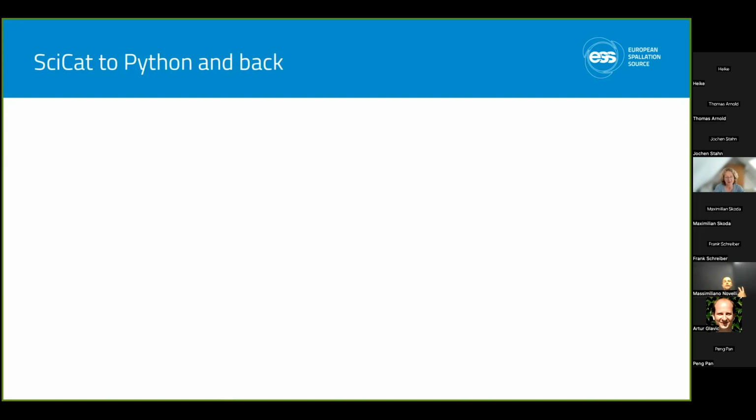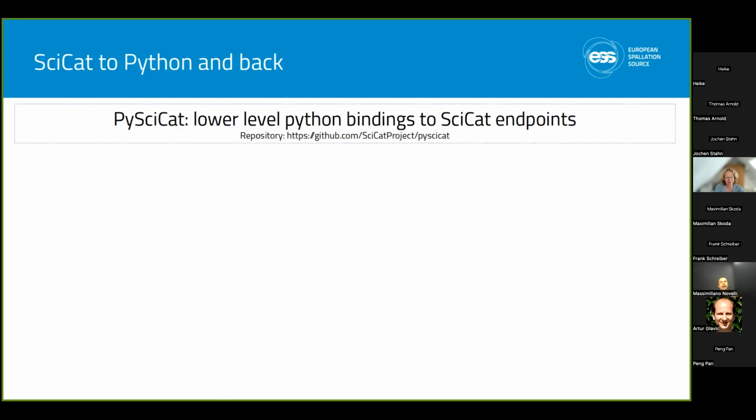There are two sets of libraries. One is PySciCat, and the link to the repository is there, which offers a low-level Python binding. So you have an endpoint in SciCat and the matching function in Python. Granted, this is super useful if you are integrating, for example, your experiment software to pull data from SciCat, but that means that you have to know programming, and you have to know the intricacies of how to get all the information about your data set.